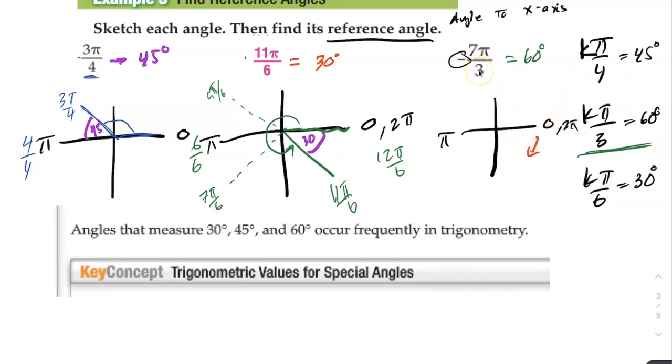This is 3, so we'll make this 3 over 3. So down here it's 3 over 3. One less would have been 2 pi over 3. One more would be 4 pi over 3. But I gotta get all the way to 7, so we're going to go around and then around again.